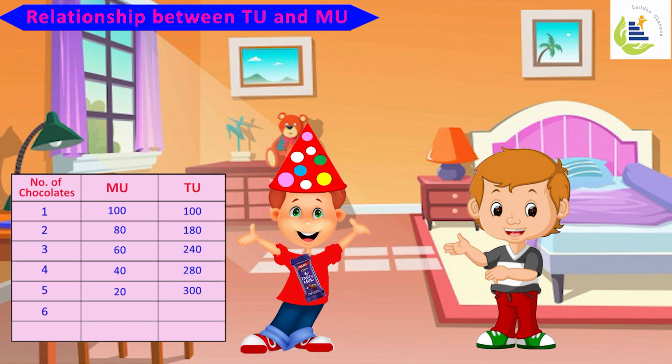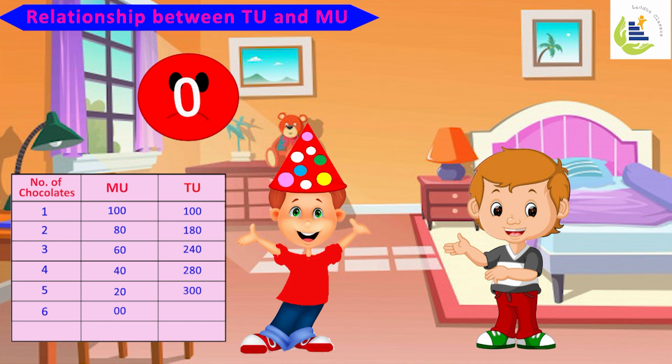Now what has happened? Because of my pressure, he ate the 6th chocolate but was not satisfied. So additional satisfaction was 0. With 6 chocolates, there was no satisfaction. So there is no increase in total satisfaction. The total satisfaction was only 300 units, remained the same. So even though he consumed the next chocolate, he was not happy, not satisfied at all.